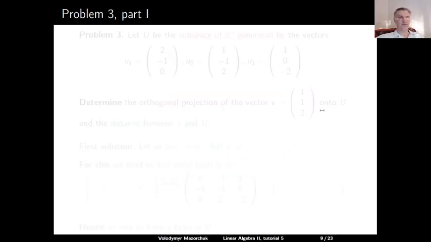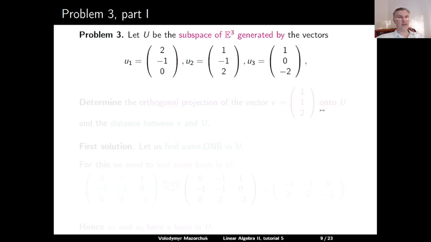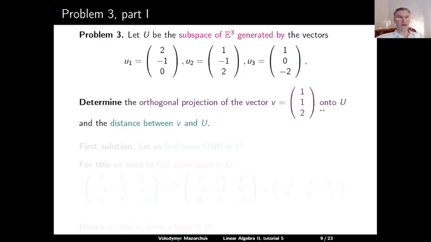Problem 3. Let U be the subspace of E3 generated by the vectors u1, which is (2, minus 1, 0), u2, which is (1, minus 1, 2), and u3, which is (1, 0, minus 2). Determine the orthogonal projection of the vector v, which is (1, 1, 2), onto the subspace U and the distance between v and U. First solution.